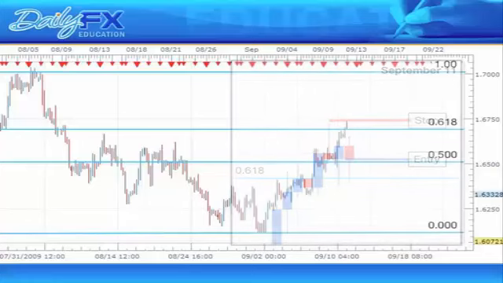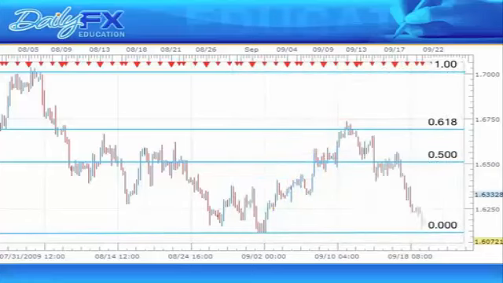In this example, things played out fairly well. Eventually, prices dropped over 800 pips over the next several weeks.